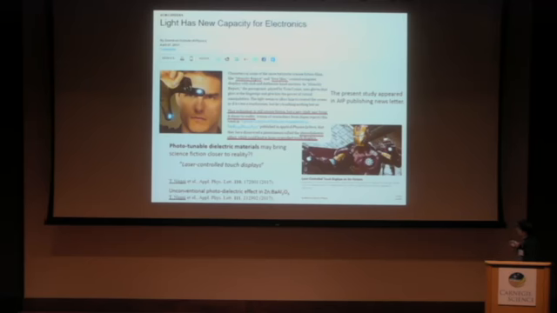The present study appeared in AIP Publishing newsletter. The present study is published in this paper. And recently, we have demonstrated the unconventional photodielectric effect in zinc-substituted barium aluminate. Please look at this paper if you'd like. Thank you for your attention.